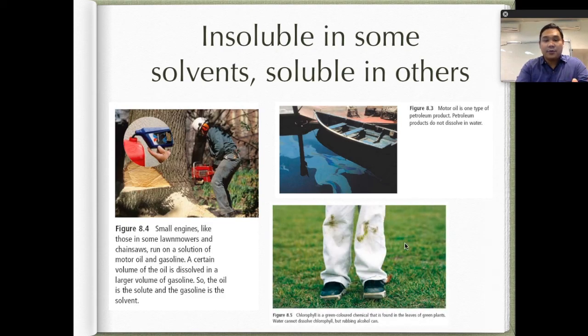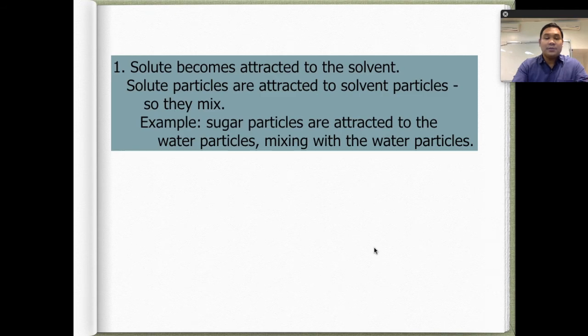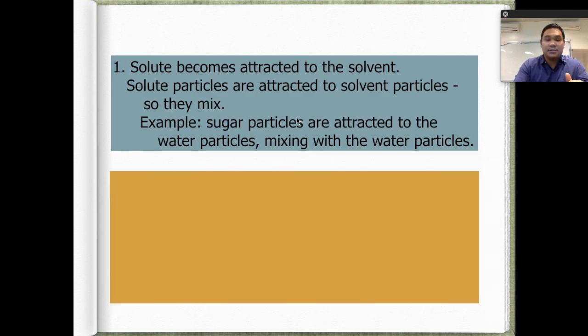Another example for the soluble and insoluble concept is this. We have, for example, chlorophyll. Chlorophyll is soluble in alcohol. However, it is not soluble in water. Now, one principle of solubility is this: if the solute becomes attracted to the solvent, so solute particles are attracted to solvent particles, therefore they could be mixed up. One example for that is the sugar particles that are attracted to the water particles.